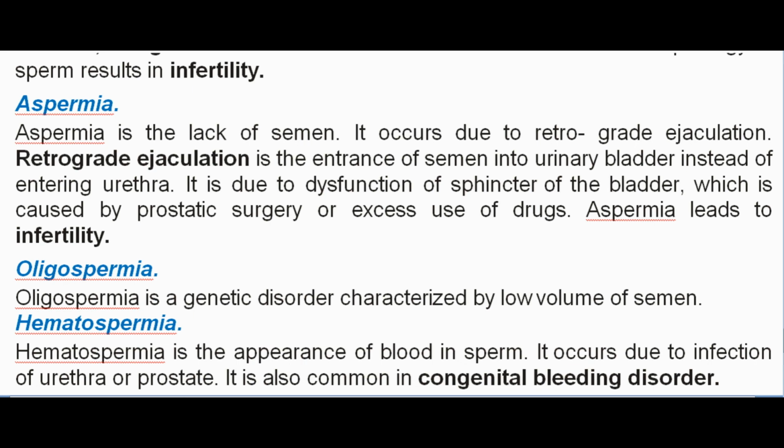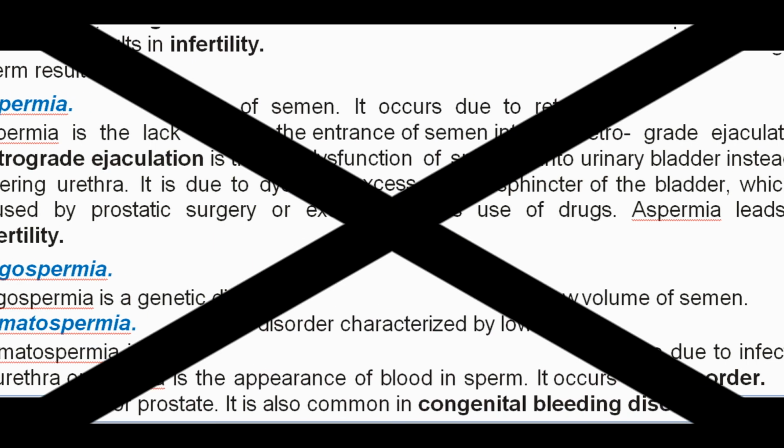Oligospermia. Oligospermia is a genetic disorder characterized by low volume of semen. Hematospermia. Hematospermia is the appearance of blood in semen. It occurs due to infection of urethra or prostate. It is also common in congenital bleeding disorder.